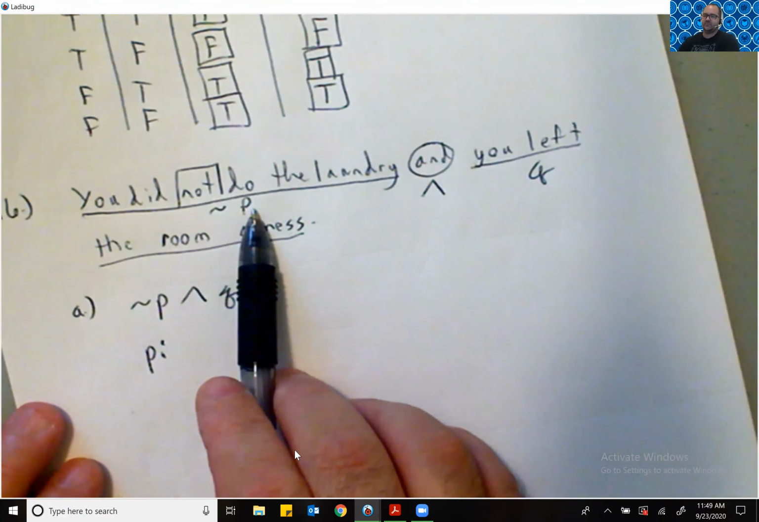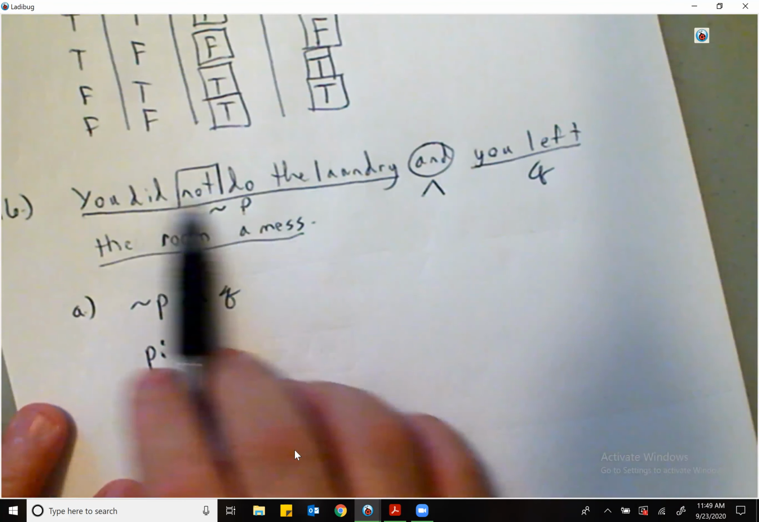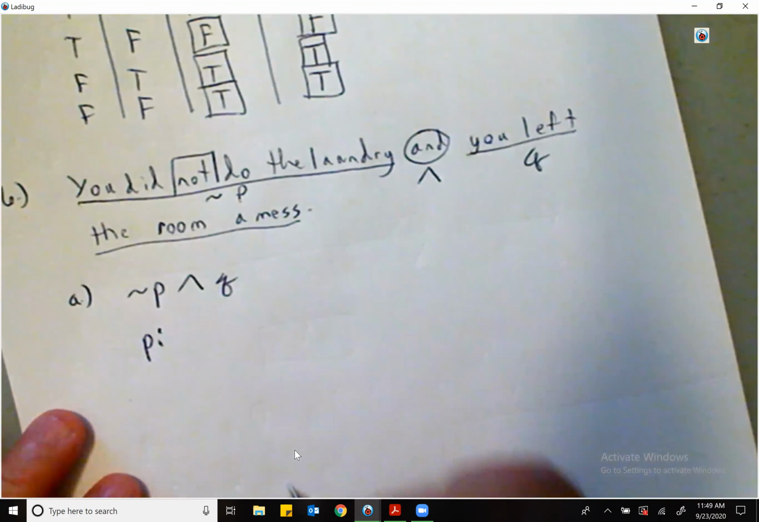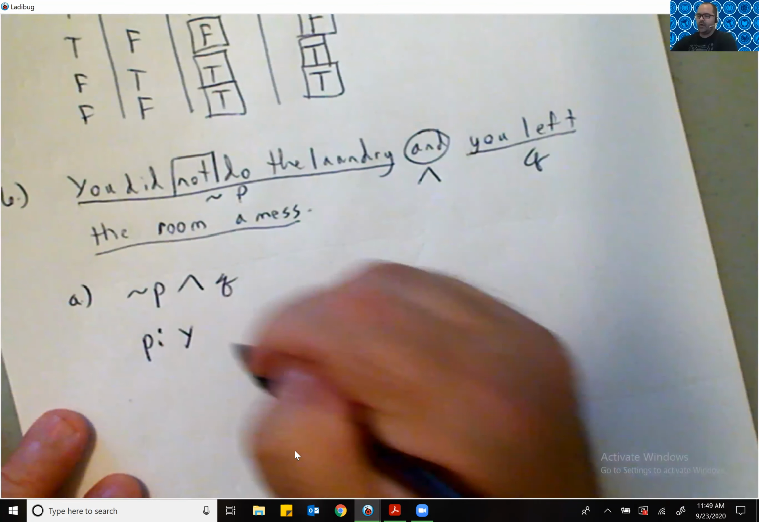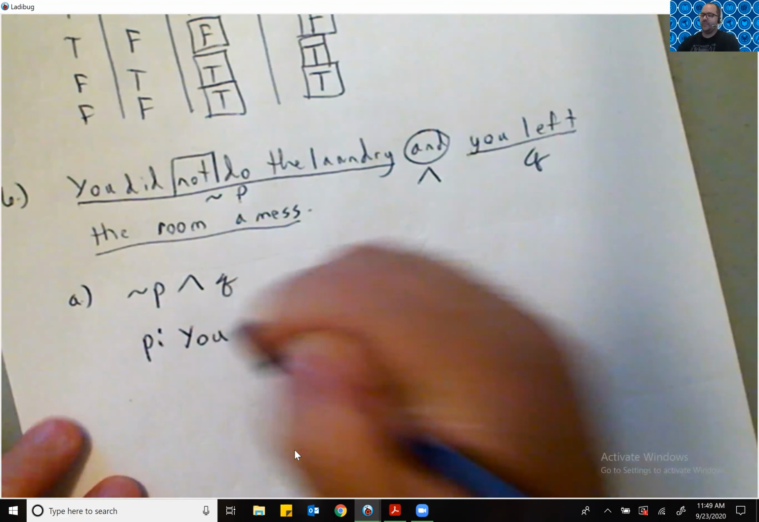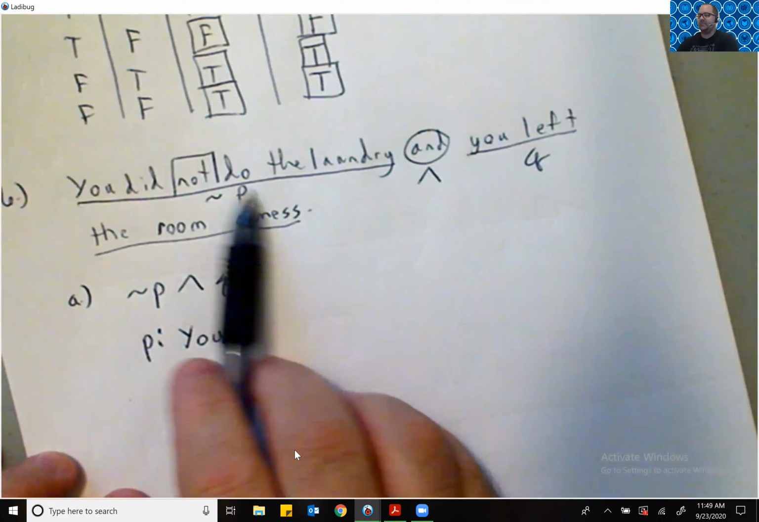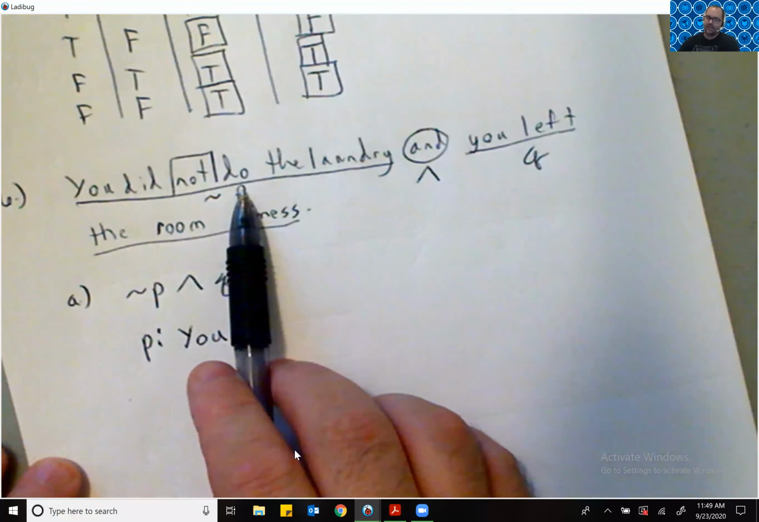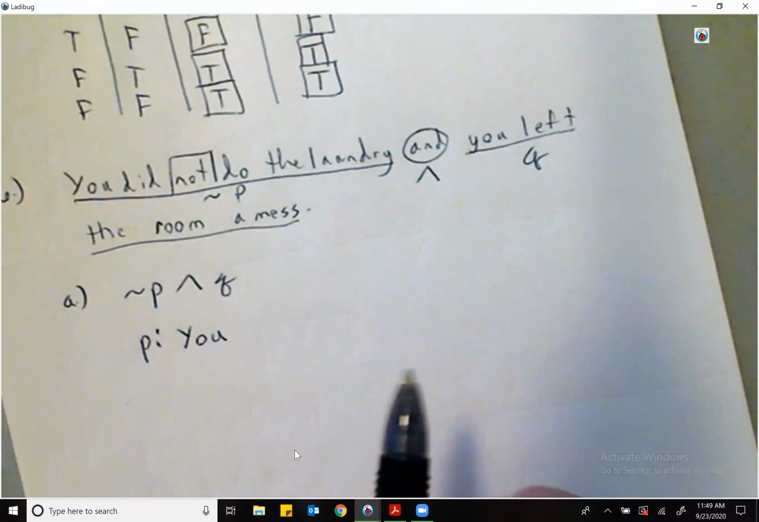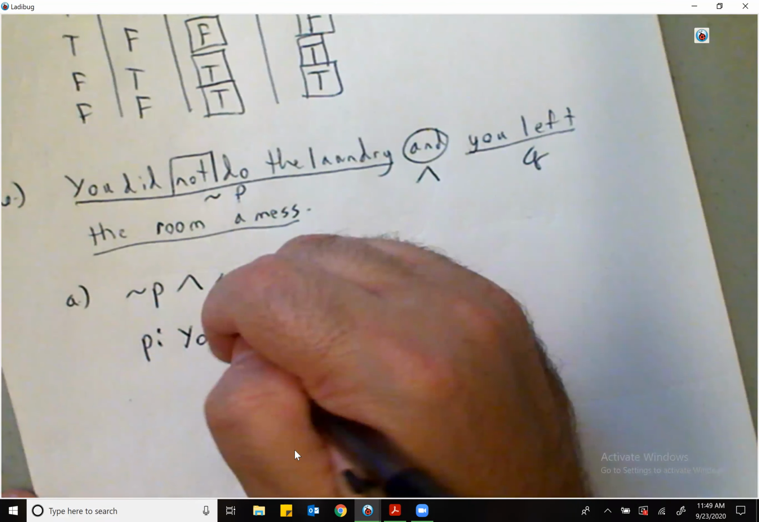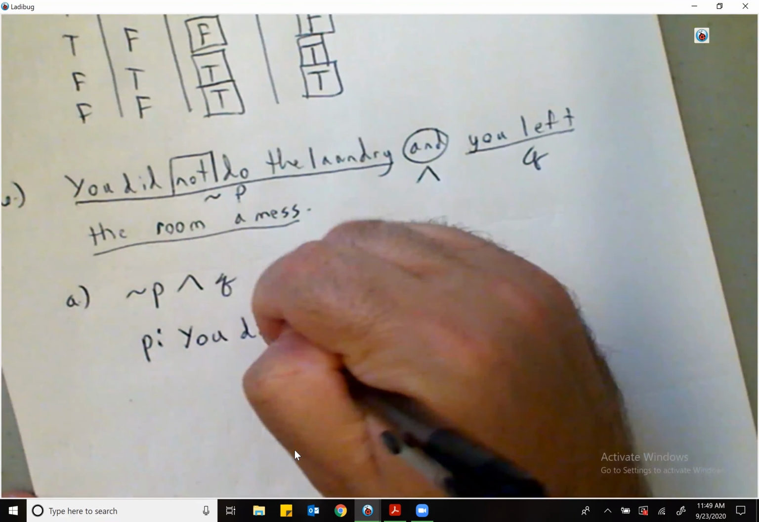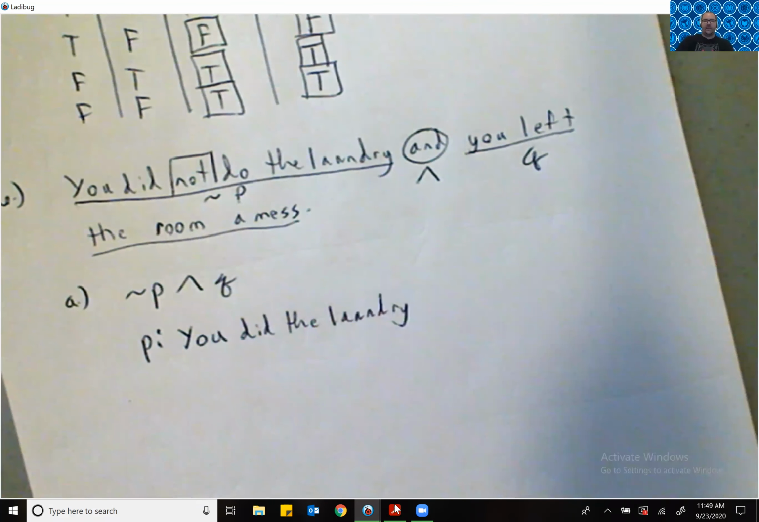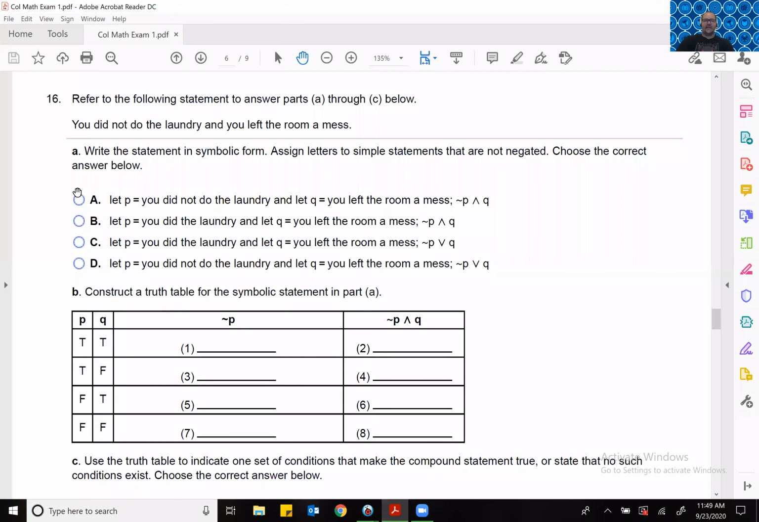Does that make sense? So the original statement would be negate P and Q. No. The original P statement, what would the original P statement be to this negation? How do I take it back to just P, not negate P? You did the laundry. So when I go back here, would I select A or B?